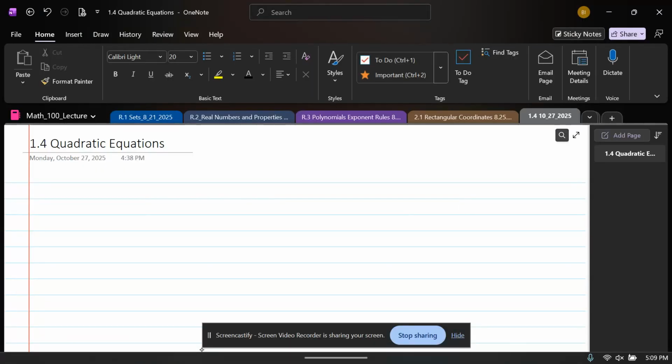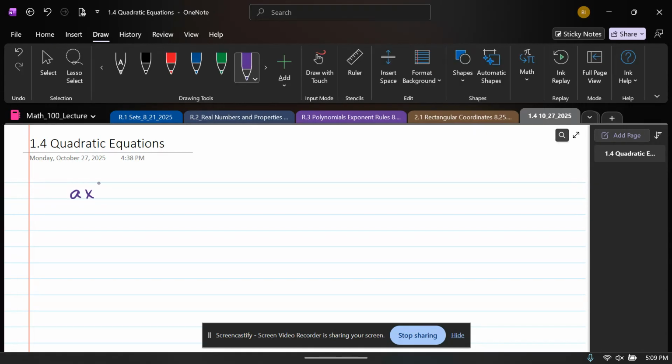Okay, so the first section is section 1.4. It's going to be solving quadratic equations. So that is what we're going to do. We're going to take a quadratic equation, ax squared plus bx plus c equal to 0. And when you're solving a quadratic, having it equal to 0 is a key piece of the puzzle.